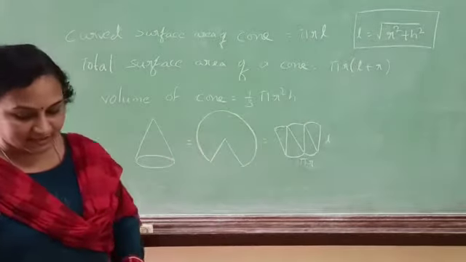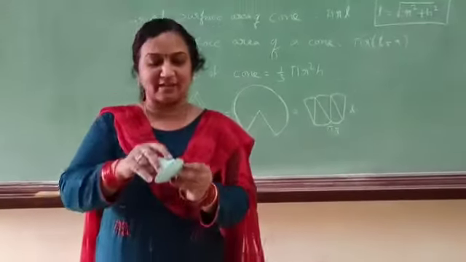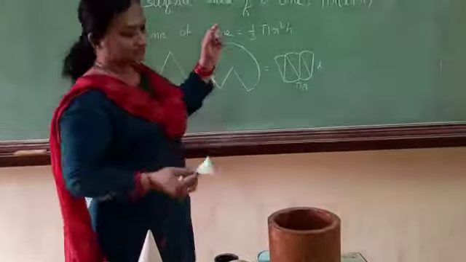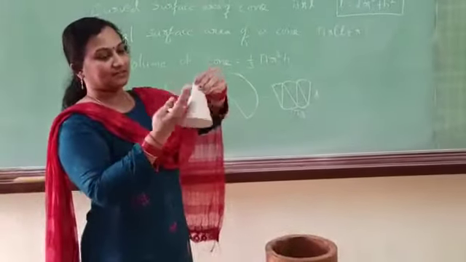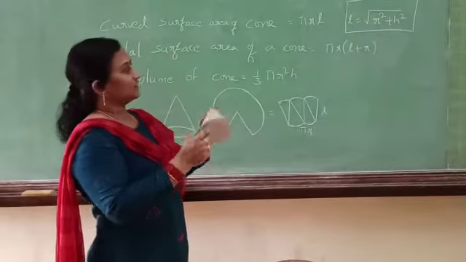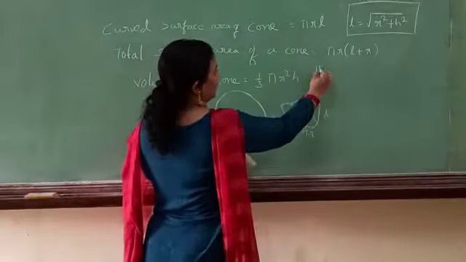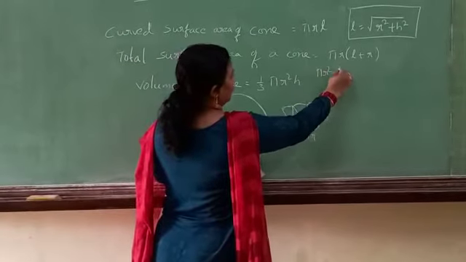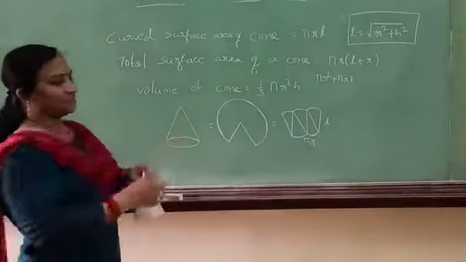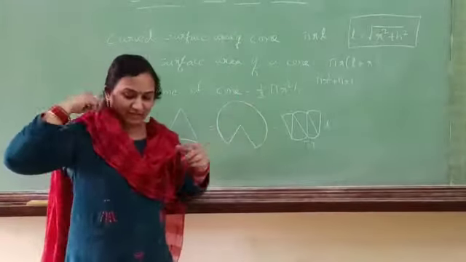Now the total surface area of the cone. A cone has a circle on the bottom. That means if you are going to count the total surface area, we have to count the curved surface area plus the bottom. The bottom is in the shape of a circle. That's why pi r square plus pi r L, which gives pi r into L plus r, which is the total surface area of the cone. Now let us find the volume of a cone by using an activity.